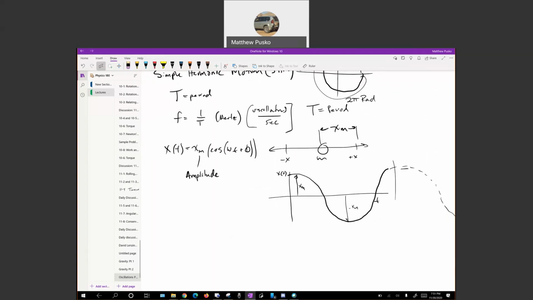The omega here is why we're going to talk about things in a circular fashion, because this is what we call the angular frequency. How fast is it sweeping through something, right? The change in angle with respect to time.